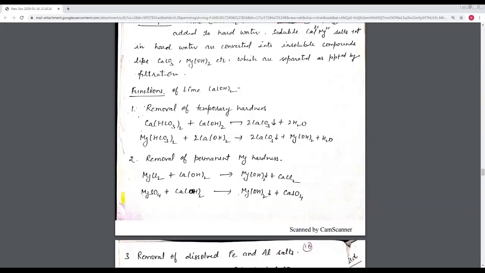Second, the removal of permanent magnesium hardness. Permanent hardness means the hardness due to the presence of chloride and sulfate ions of magnesium. So firstly, we take the example of magnesium chloride. Suppose magnesium chloride is present here and we react this magnesium chloride with calcium hydroxide, that is lime, so that it converts into magnesium hydroxide and forms the precipitate here. And again, magnesium sulfate reacts with calcium hydroxide or lime, then it gives magnesium hydroxide in the precipitated form. When it is in precipitate form, we can remove this precipitate easily.